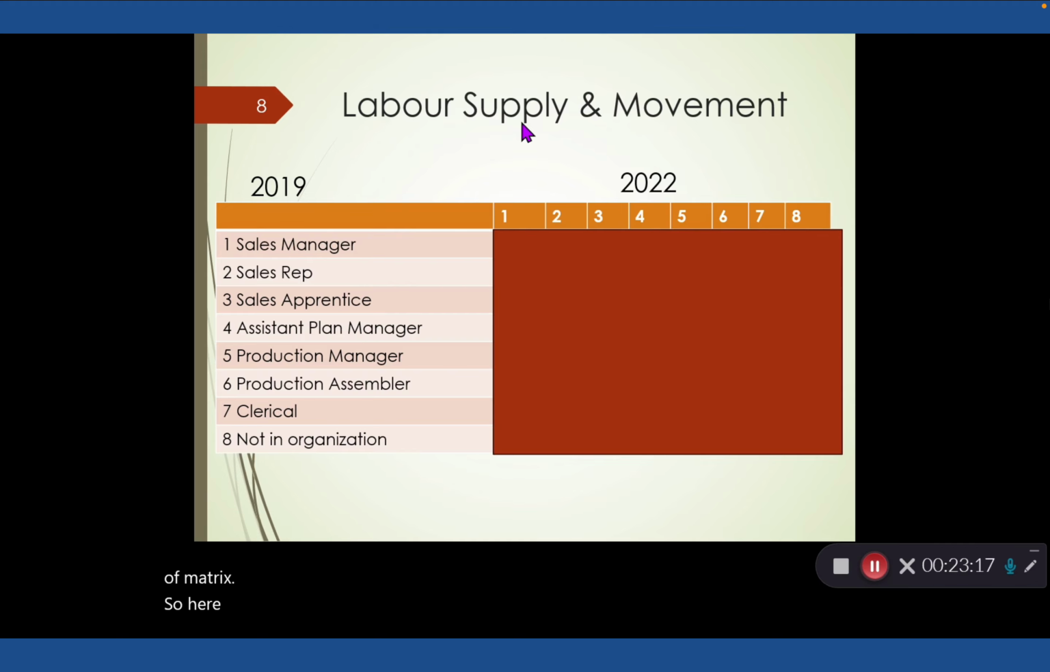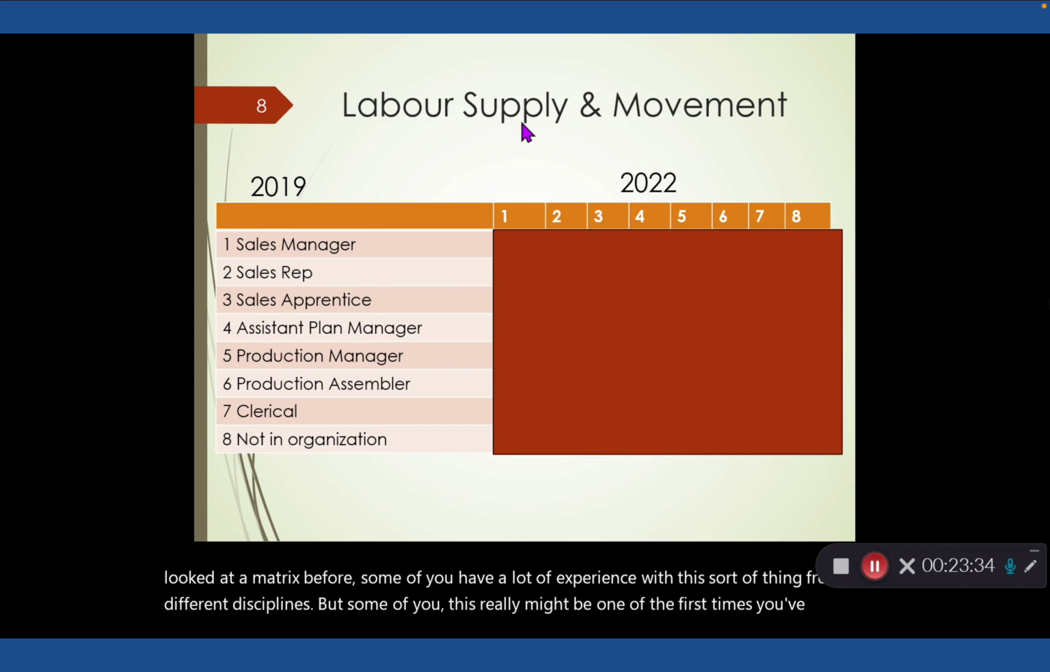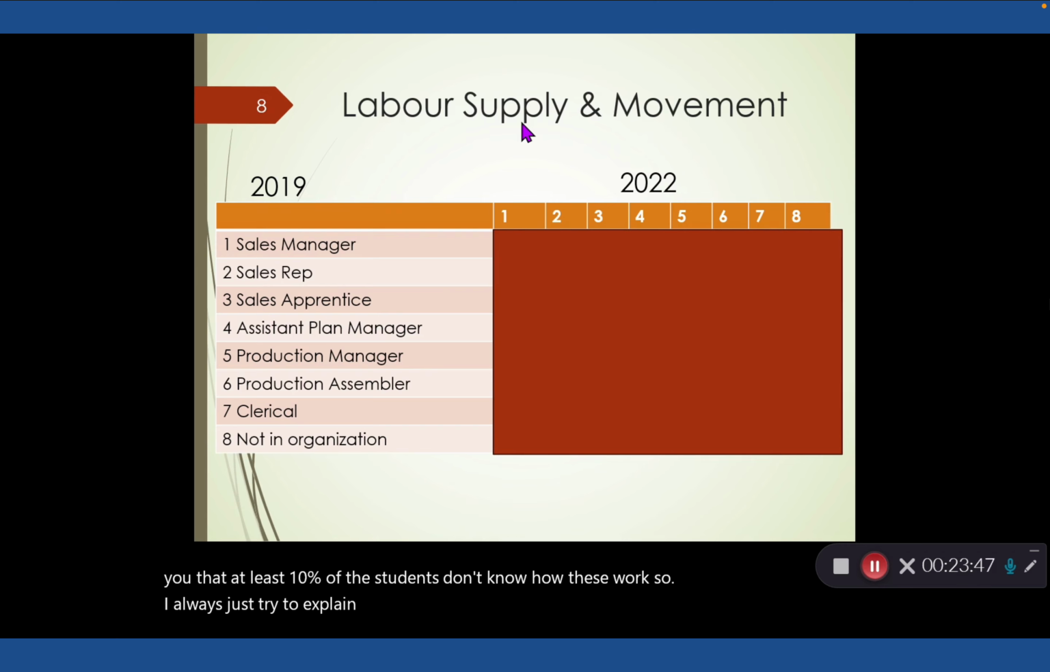So here I'm going to walk you through how we can use this matrix. Now, if you have never really looked at a matrix before, some of you have a lot of experience with this sort of thing from your different disciplines, but some of you, this really might be one of the first times you've had to use any kind of a matrix. So I apologize if you feel like I'm talking down to you, but I guarantee you that at least 10% of the students don't know how these work. So I always just try to explain it in the most basic detail.